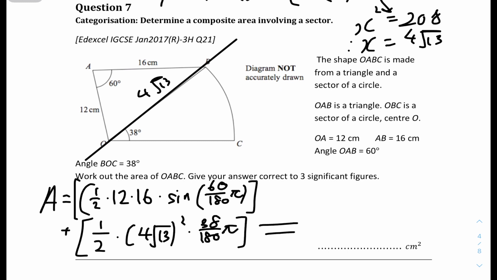And that will give us a final value of, if we add everything up and multiply everything up and square it, 152 centimeters squared. And that's the answer.